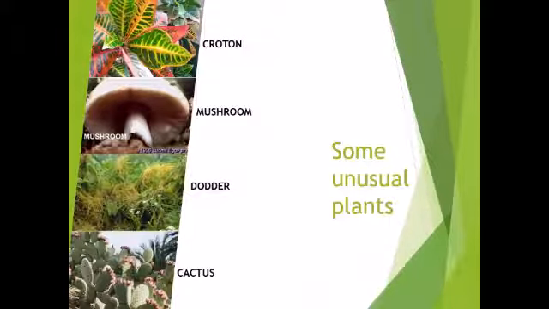Now here we will study some unusual plants. First we will discuss the croton plant. Croton plant is a different plant. Why is it different? Because it has red colored leaves. The red pigment present in these leaves hides the green pigment present in the leaf. So this plant has chlorophyll, but it is hidden by the red pigment. So this plant can make its own food because it has chlorophyll in it.